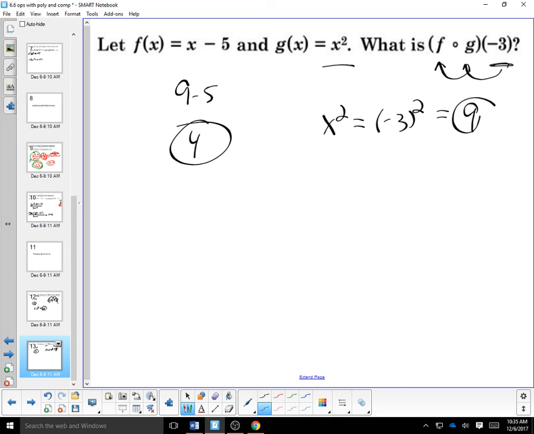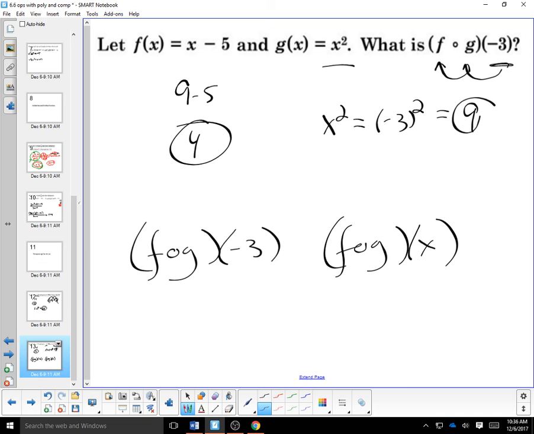Only when there's a number there. Now, let me show you the difference. See how that says f of g of negative 3? You can do it that way. But if this says f of g of x, all bets are off. Doesn't matter, as long as you got some integer in there, you can do it backwards.